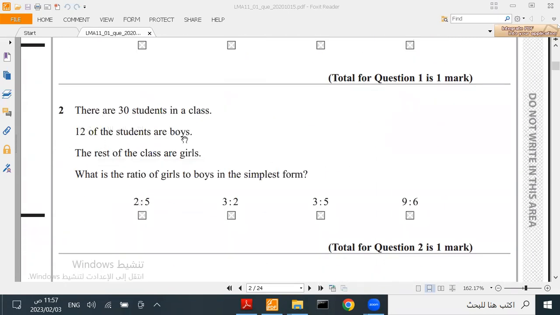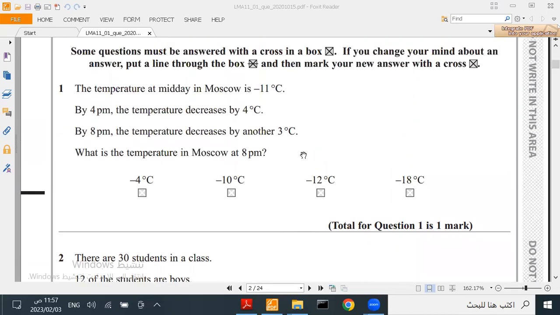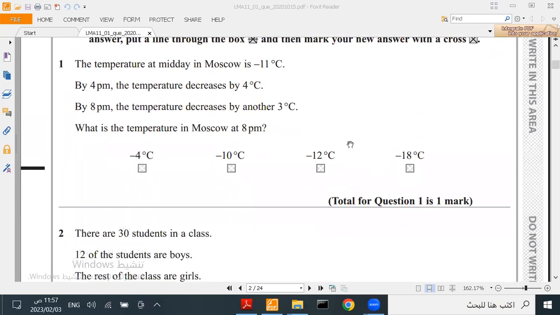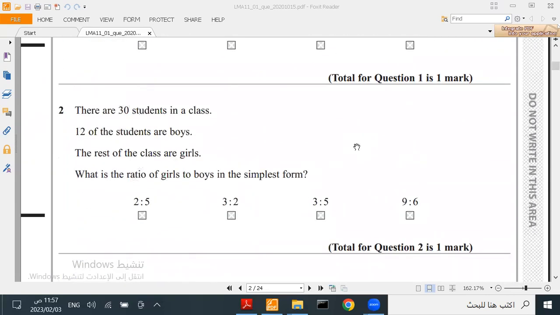There are 30 students in a class. 12 of the students are boys, and the rest of the class are girls. What's the ratio? Can you tell me how to calculate the ratio? Yes, let me do it.